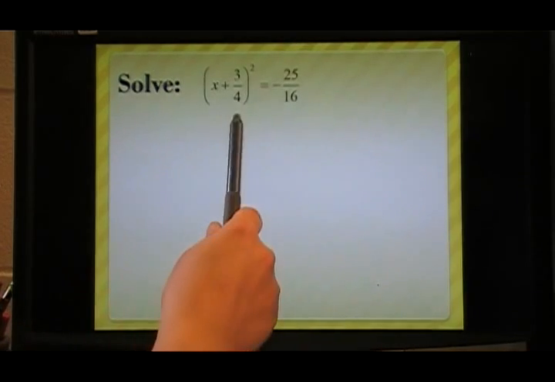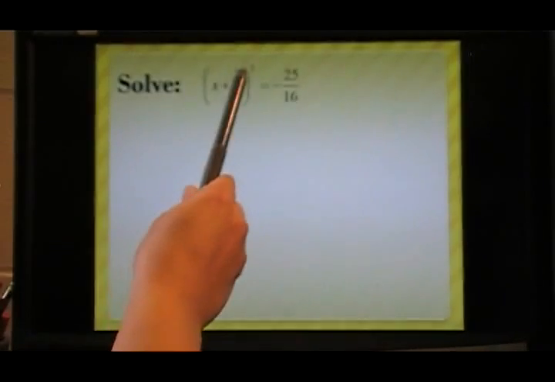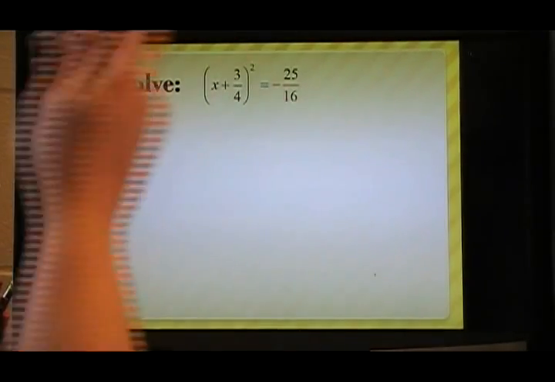Okay? Just because we have fractions doesn't change anything. It's still a quadratic equation, and I have it in the form something squared equals a number. So to solve this for x, I am going to take the square root of both sides. I've already got it in the form something squared equals a number. So I have x plus 3/4 equals plus or minus.